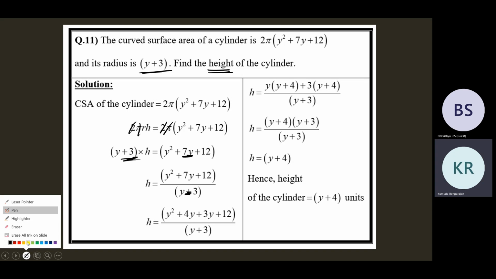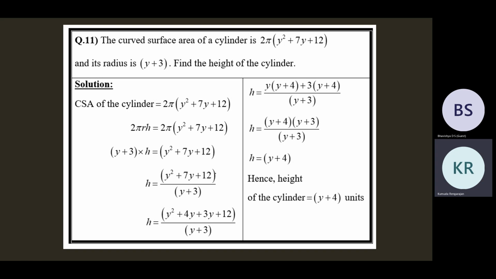So how do we simplify this? We have to factorize the numerator by splitting the middle term. So see, I've split the middle term, and then you know the steps. Factorize the numerator. The denominator is very simple. Nothing can be done with that. Just write it as it is, y plus 3. Now y plus 3 and y plus 3 get cancelled. So h is equal to y plus 4. So hence the height of the cylinder is equal to y plus 4 units.